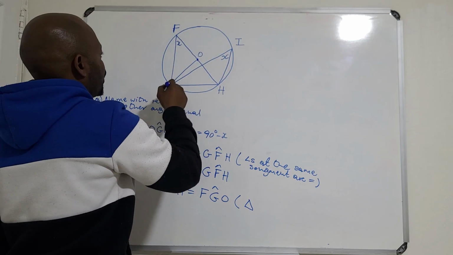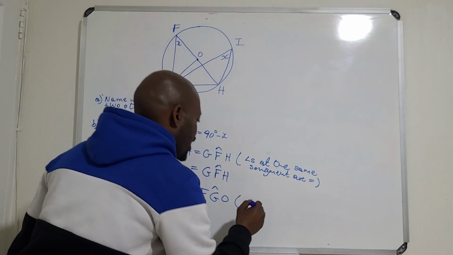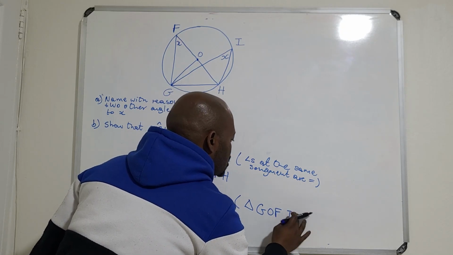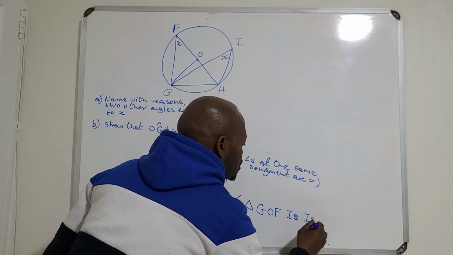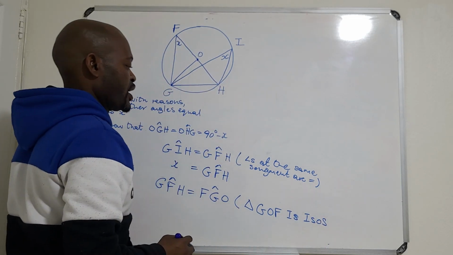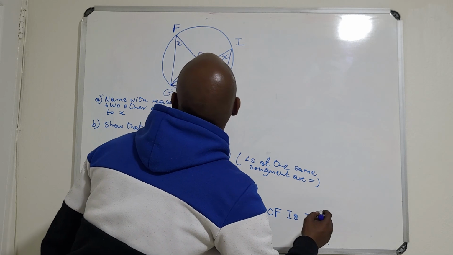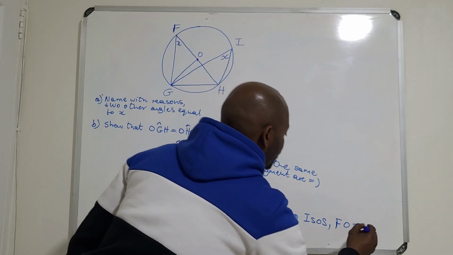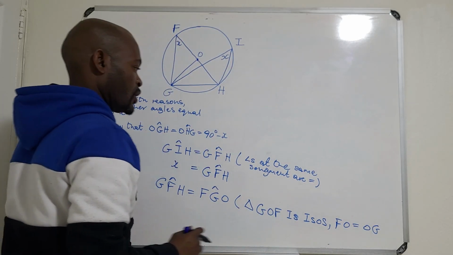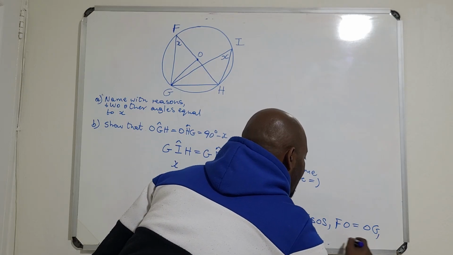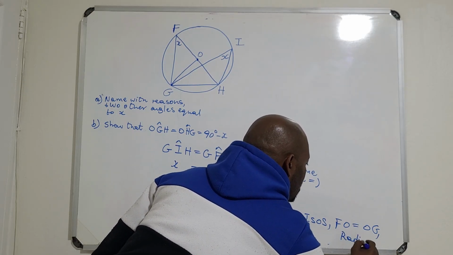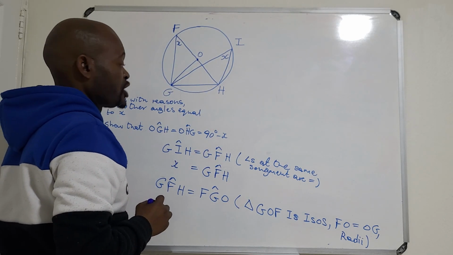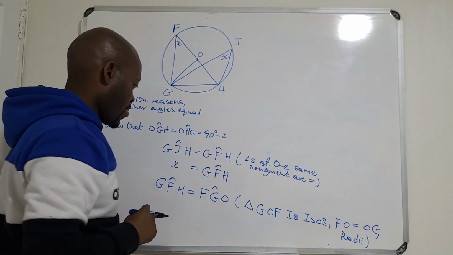Triangle FOG, or GOF, is an isosceles triangle with FO equal to OG, radii. We know here, radii. Therefore, it means that base angles of an isosceles triangle are equal.